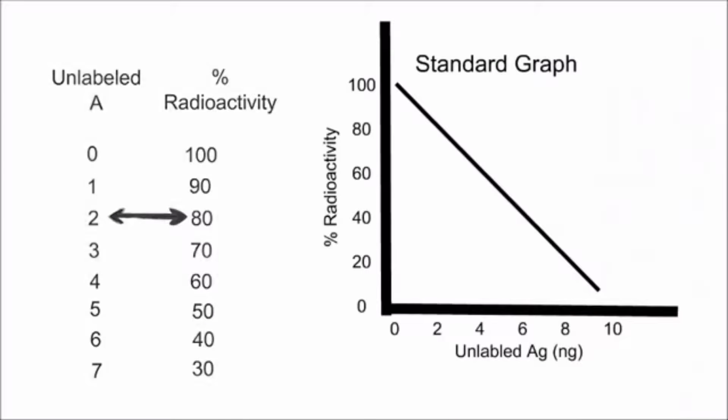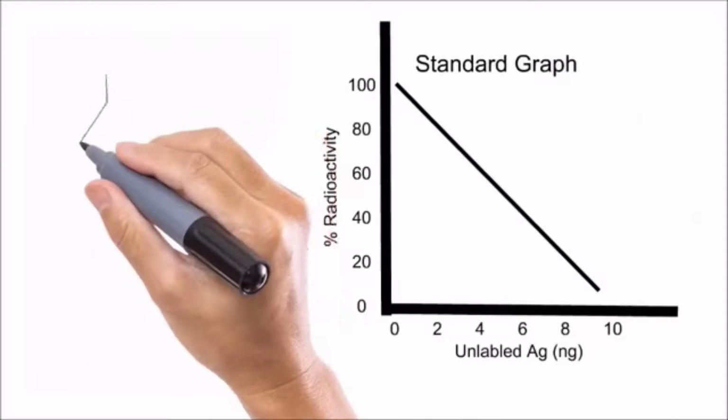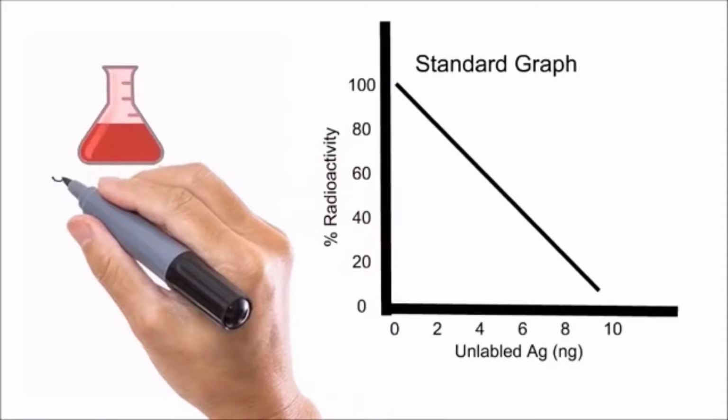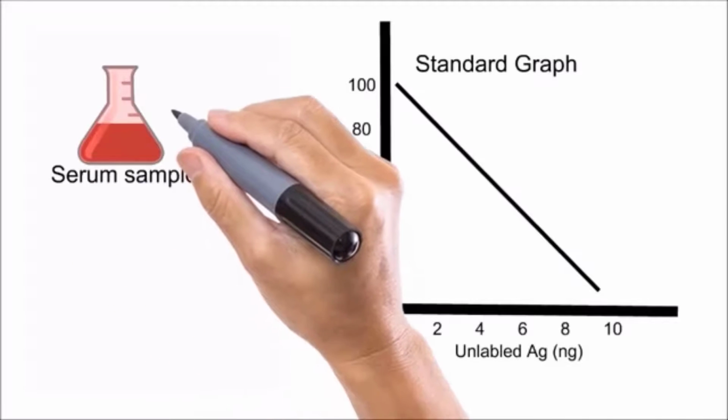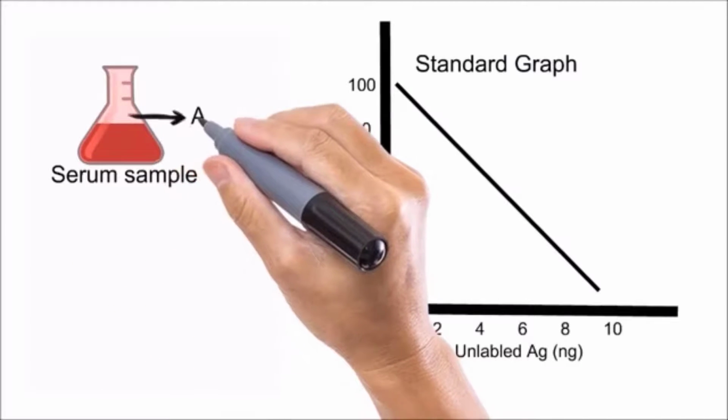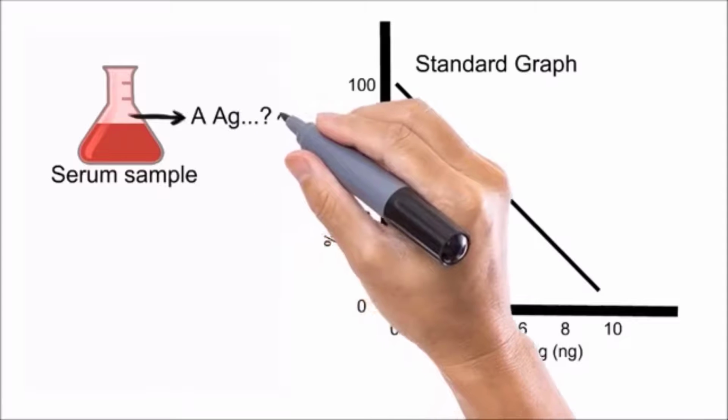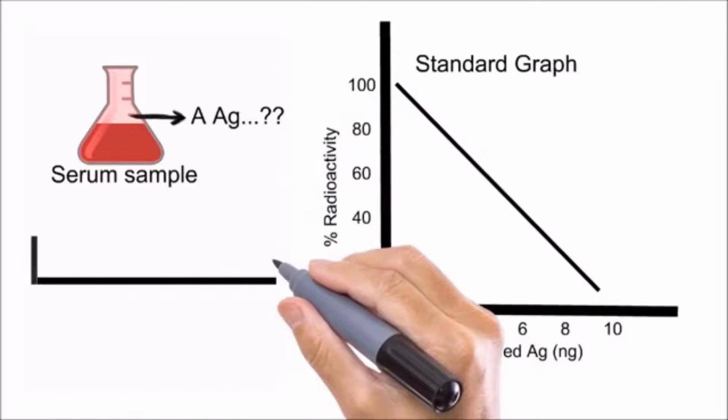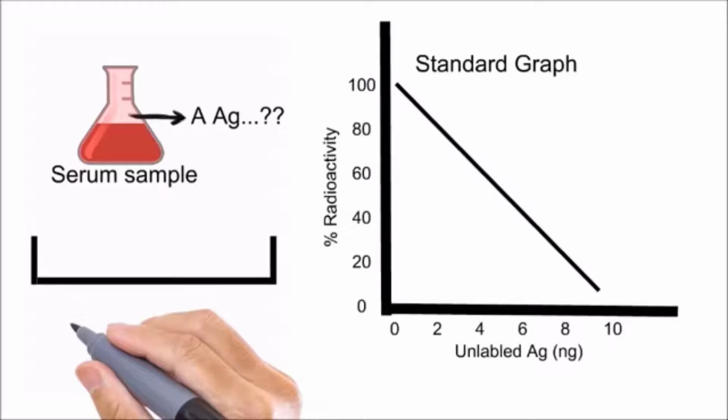Remember, we have not used the sample yet. Don't forget, we have to determine the concentration of A antigen present in the sample. Now is the time for the sample. We have to do all the steps again.